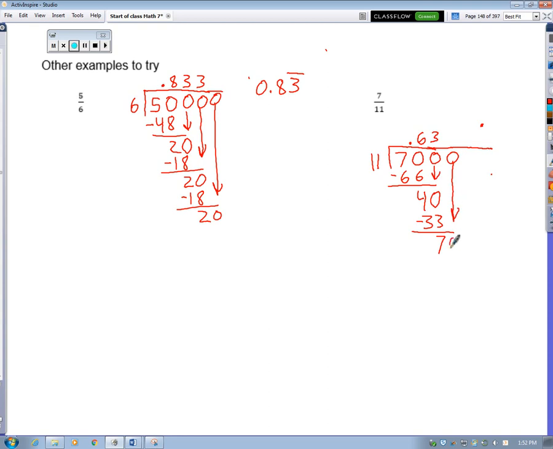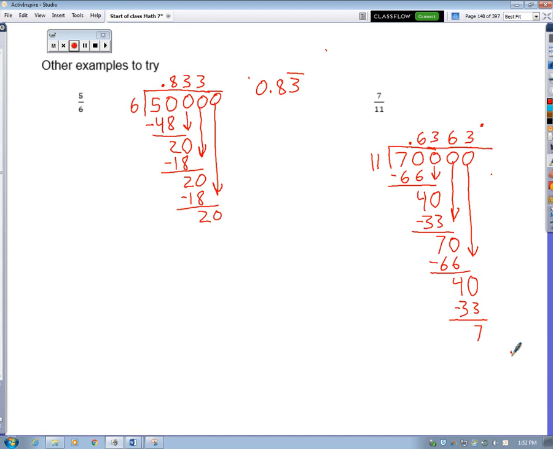Blast it with a 0. Trying to get rid of these remainders. 11 into 70, 6 times. 11 times 6, 66. Okay, take that away. I'm left with a 4 after I subtract. Still got a remainder. Hit it with a 0. 11 into 40, 3 times. 11 times 3, 33. And it's another 7. Take a look what's going on here.